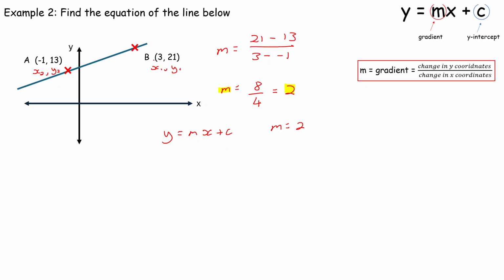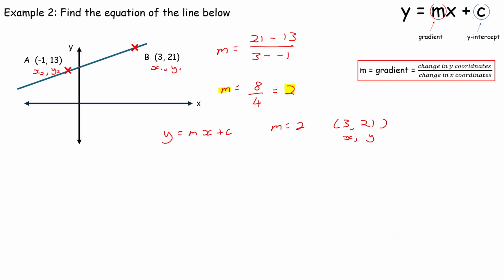I'm going to use the coordinate B, 3, 21, because the numbers are both positive, it will be a little bit easier. So 3, again, is an x coordinate, and that 21 is a y coordinate. So now I've got a y coordinate, 21, I've got an m value, which is 2, I've got an x value, which is 3, and I've got one unknown, which is this plus c, which is what I'm trying to find. So I'm substituting in everything here into my equation, y equals mx plus c.